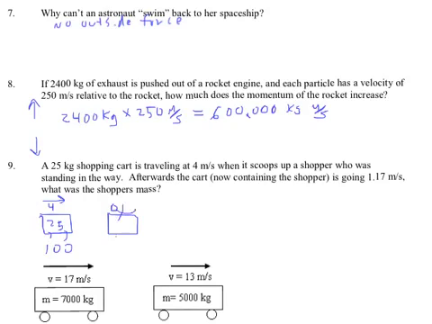and afterwards, what I know is that the velocity, instead of being 4, is now 1.17 meters per second, which makes sense. It's going to slow down because it picked them up. I want to know what the shopper's mass is. So the way you solve this is you say the momentum beforehand has to equal the momentum afterwards. So the momentum beforehand is 100 units. That's what it is afterwards. The momentum equals 100.